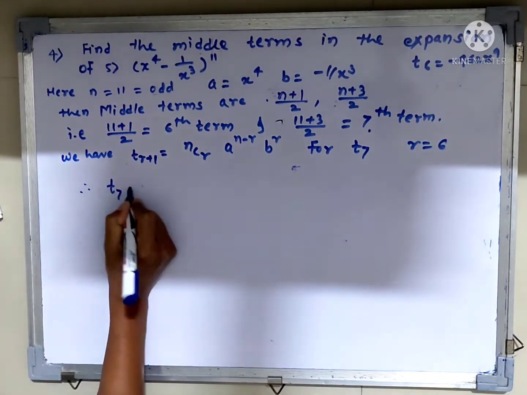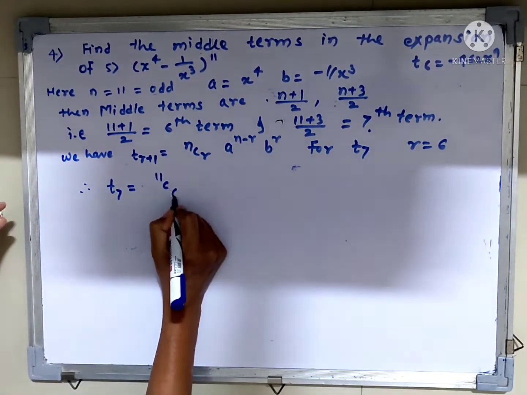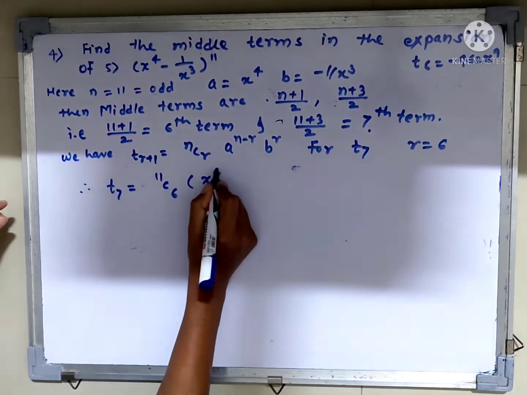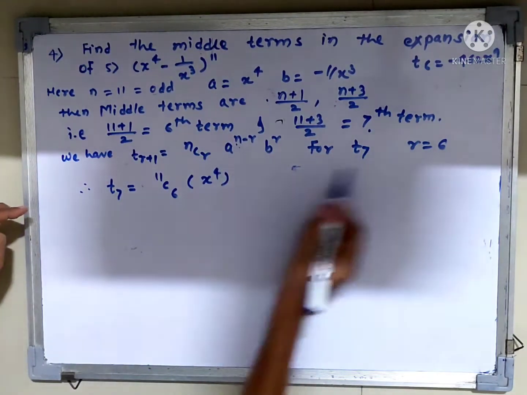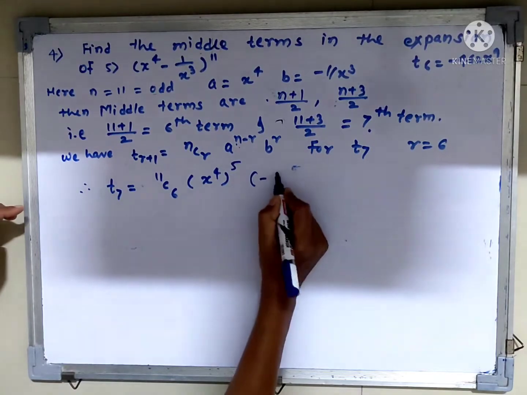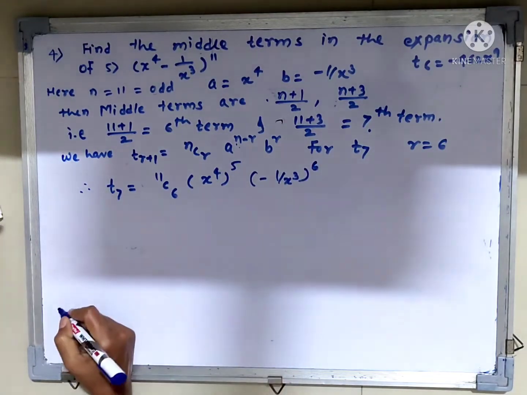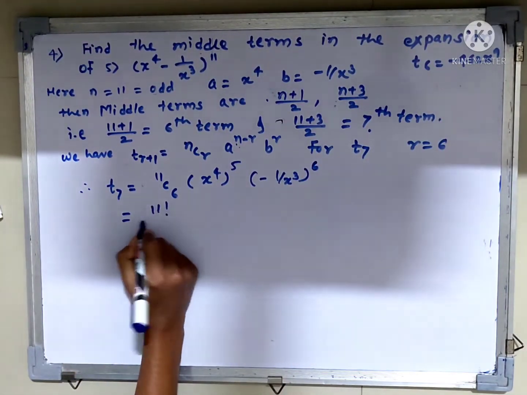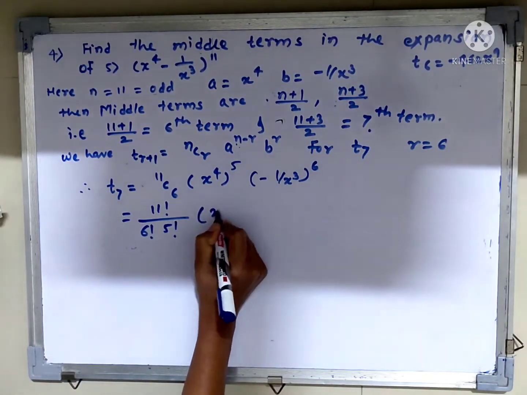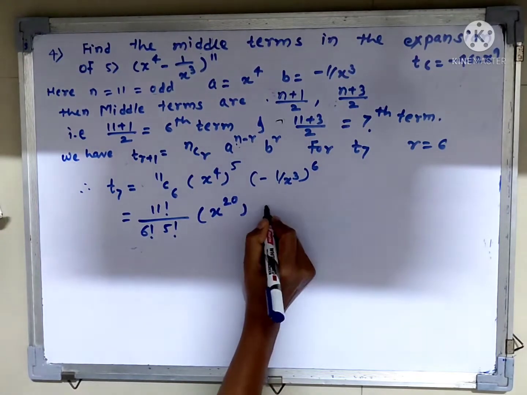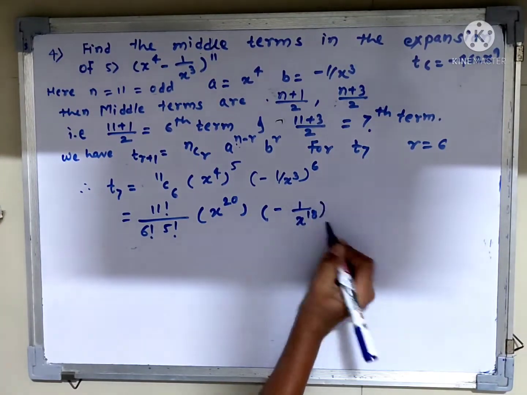Therefore T7 is equal to n is 11, C, r is 6, a is x raised to 4, raised to n minus r, n is 11, 11 minus 6 that is 5, b is minus 1 upon x cube raised to 6, which is equal to 11 factorial upon 6 factorial into 5 factorial. Here it is x raised to 20. This becomes positive, minus 1 upon x raised to 18.